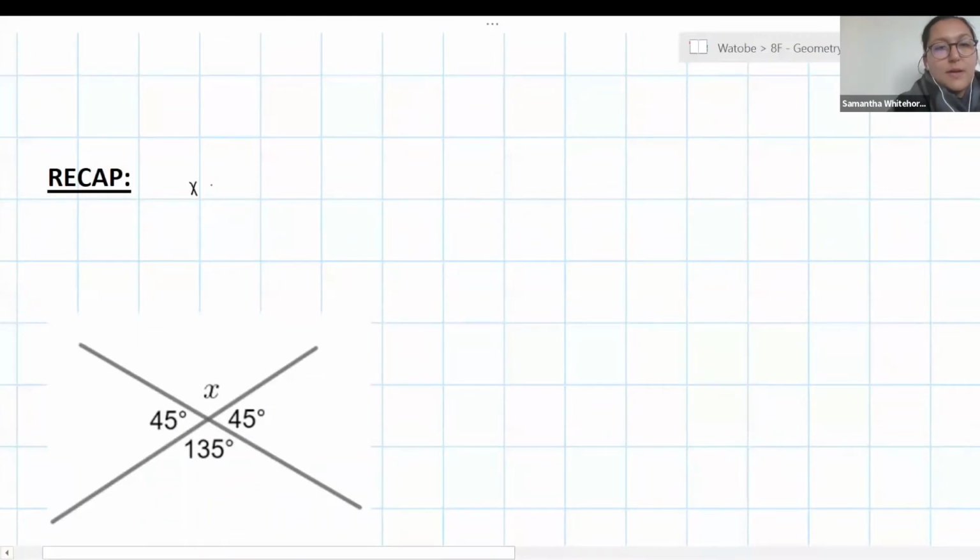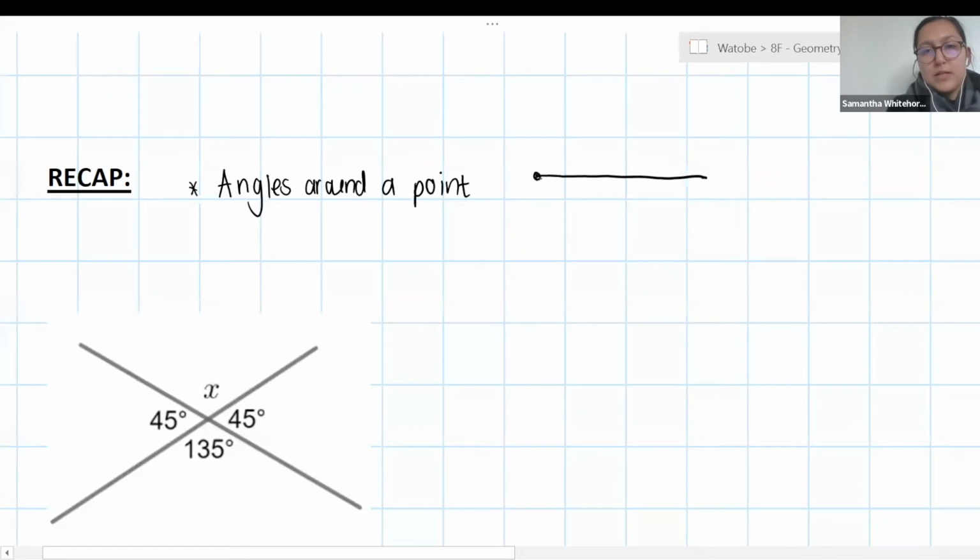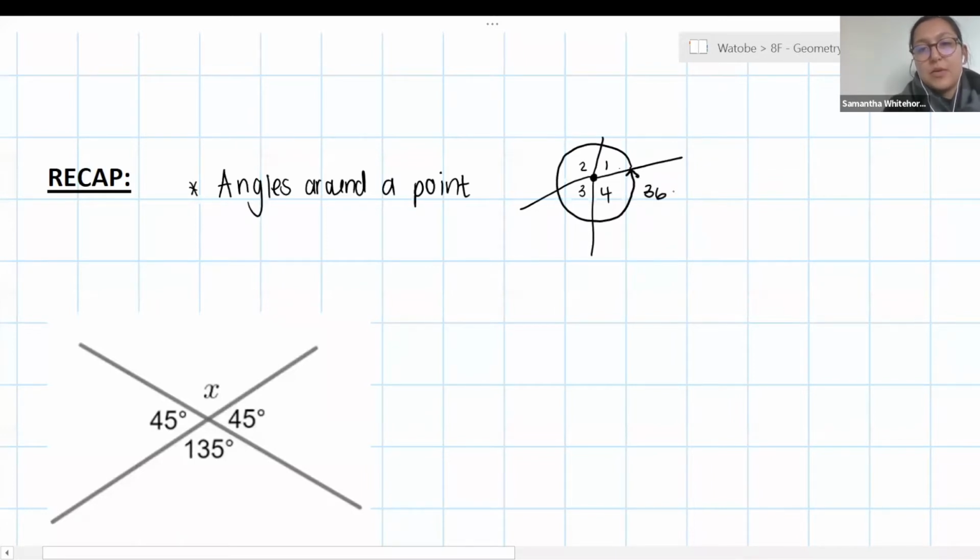In Monday's lesson, we spoke about our first geometric reason, which was angles around a point. This geometric reason tells me that if I have a point anywhere on a diagram, and I add any of the angles that sit around that point, so any of these 4 angles, I'm going to end up with 360 degrees. That's what the reason tells me.